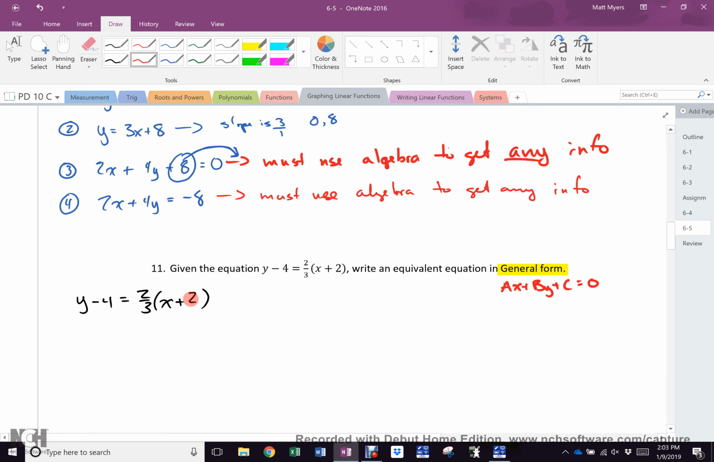Everything. There's a lot about this that doesn't look anything like that, isn't there? Brackets, fractions. We don't like them. So we've got to get rid of them. You got this. What do you want to get rid of? Brackets. Get rid of the fraction?